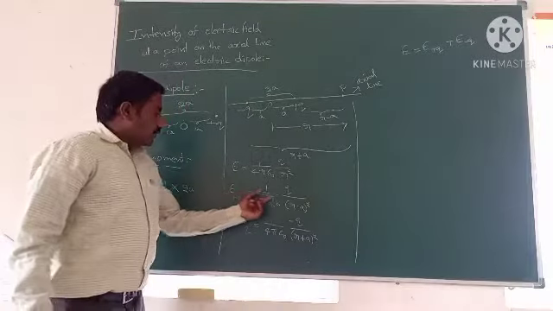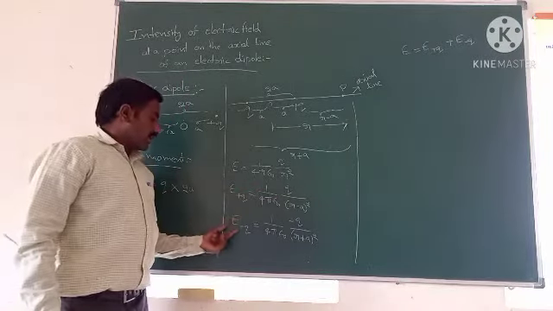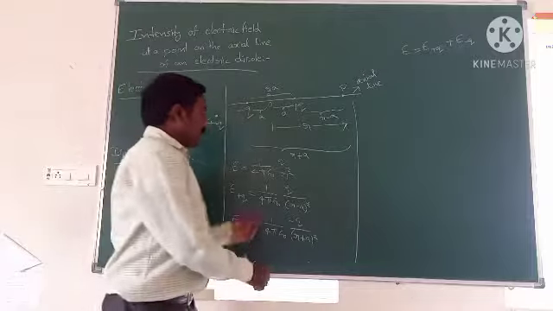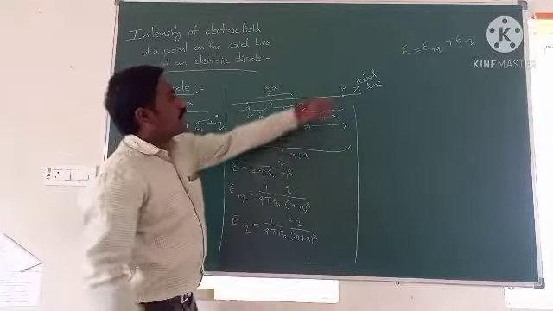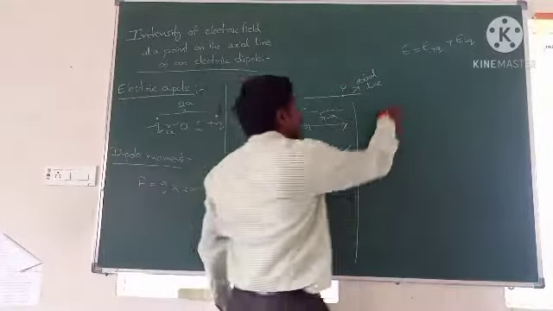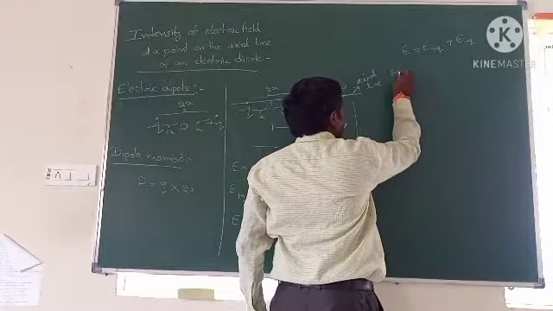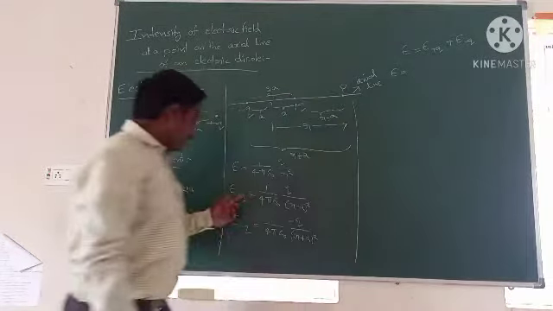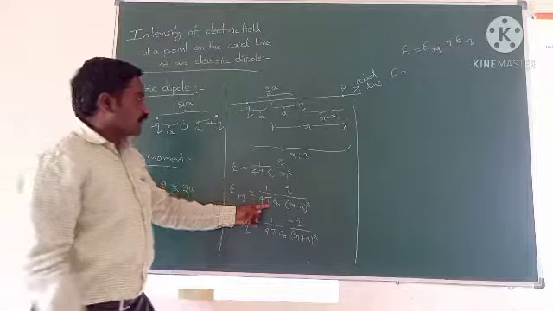So what is E plus q? This is the formula, and E minus q is this one. So substitute these two equations in this equation. Then you can get E equals E plus q. E plus q value is this one.